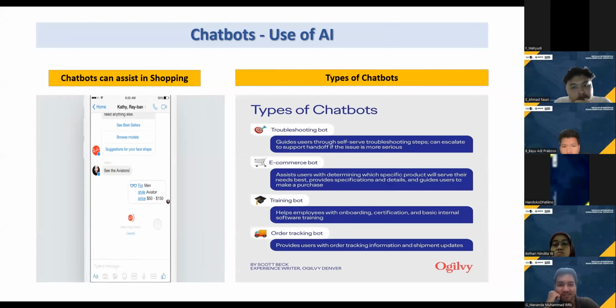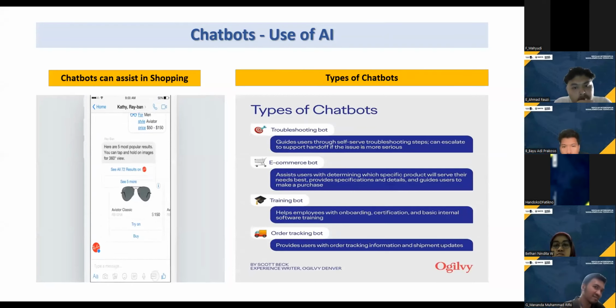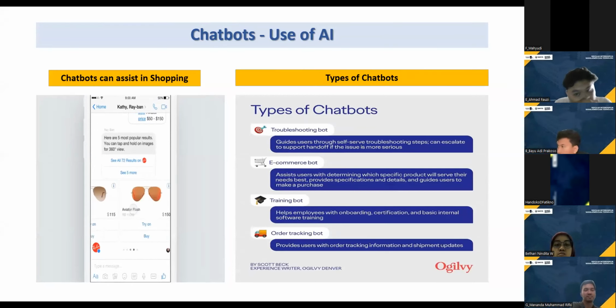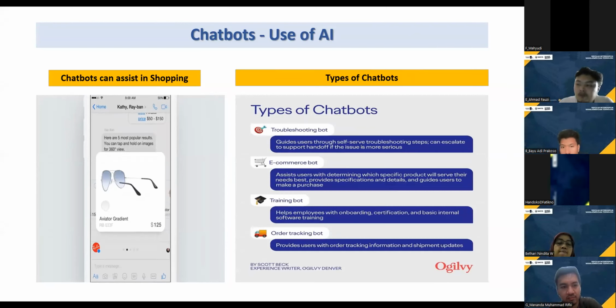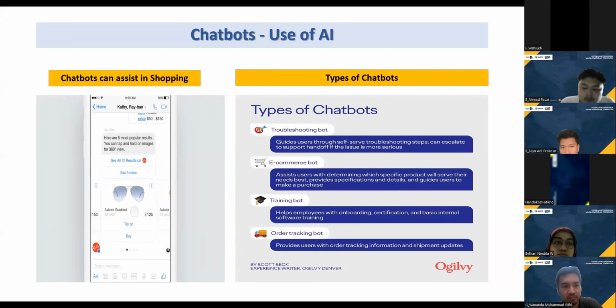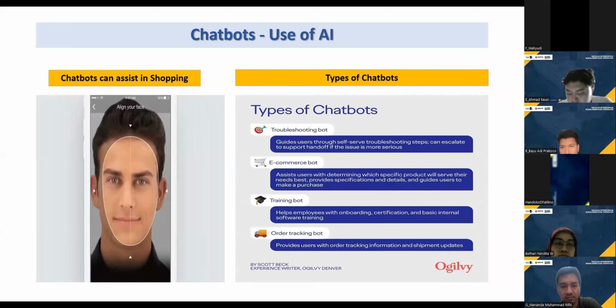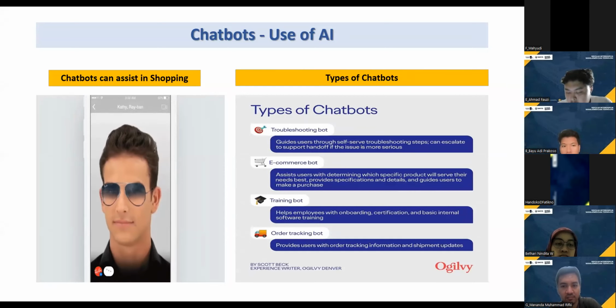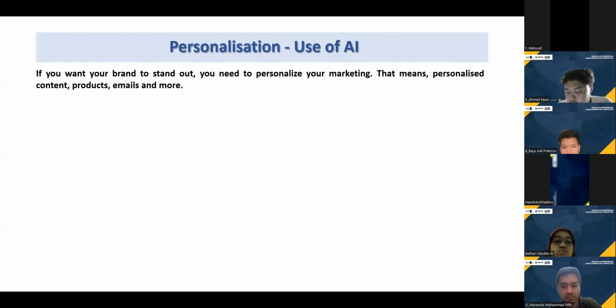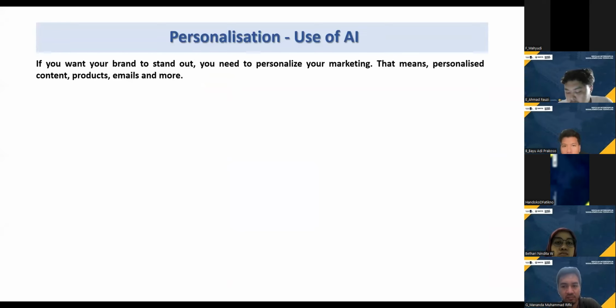There are various kinds of chatbots. For example, the troubleshooting chatbot, which is also used by HR departments, the e-commerce bot, which marketers use a lot. There is a training bot, again used by HR departments, and the order tracking bot, as I had explained to you in terms of Swiggy and Zomato and food delivery apps. So there are different kinds of chatbots which can be used in order to implement your digital marketing strategies.